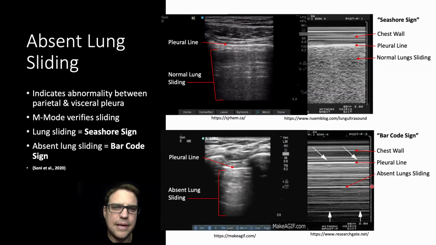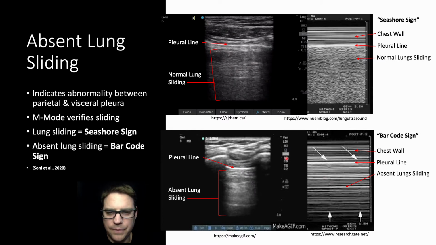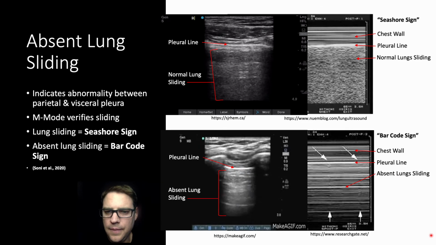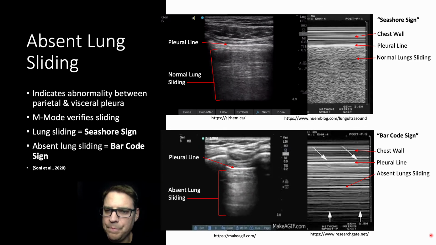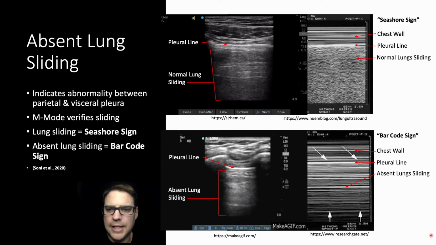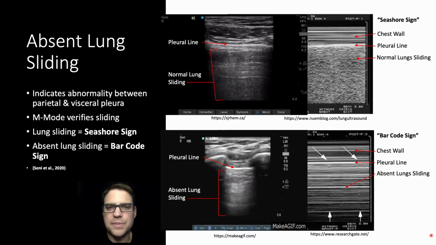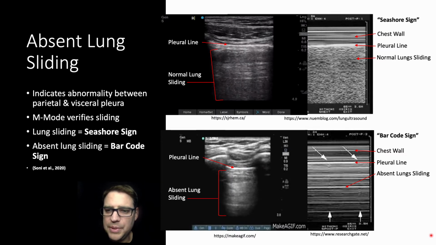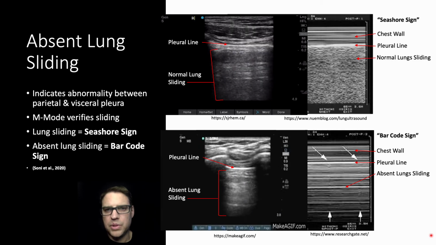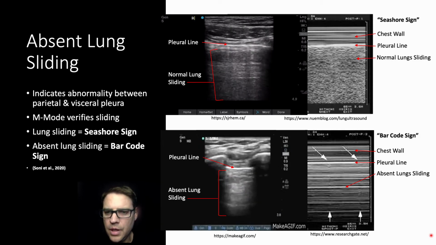Now that we talked about B lines and lung consolidation, we'll discuss the last key finding, absent lung sliding. Lung sliding, if you remember, is the shimmering rhythmic movement of the visceral pleura as it glides against the parietal pleura during normal respiration. Lung sliding should always be present, and its absence indicates some form of abnormality between the parietal and visceral pleura.